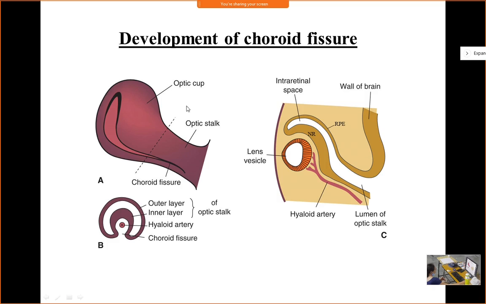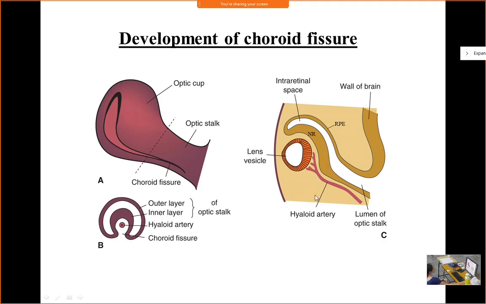Okay, so here, if you cut a transverse section, you will get the optic cup. This is the outer layer, the pigmented layer, from which the retinal pigment epithelium will be formed, and this is the inner layer from where the nervous layer of the retina will be formed, and this is the optic choroid fissure. Through that choroid fissure, one artery will enter, and that is known as the hyaloid artery.